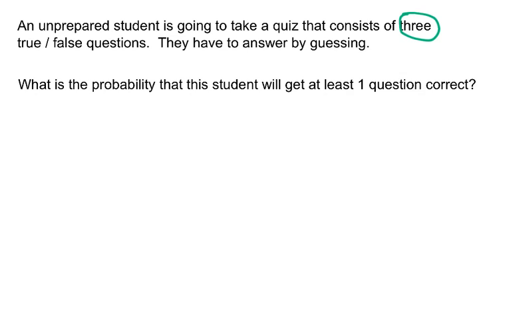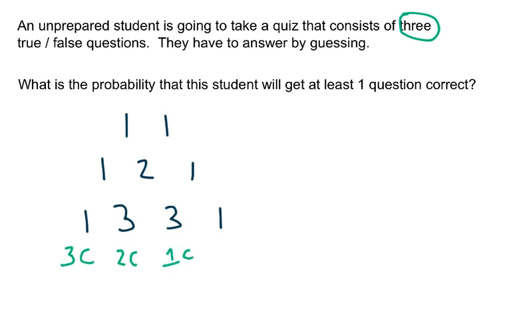They have to answer by guessing. That 3 in green tells us that we are going to need to go to the third row of Pascal's triangle because we have 3 trials. So we need the third row of Pascal's triangle. This 1 tells us how many ways can they get 3 answers correct. The 3 tells us how many ways can they get 2 correct, how many ways can they get 1 correct, and how many ways can they get 0 correct. If you struggle with these, putting those labels on Pascal's triangle is a really helpful step, and I encourage you to do it.